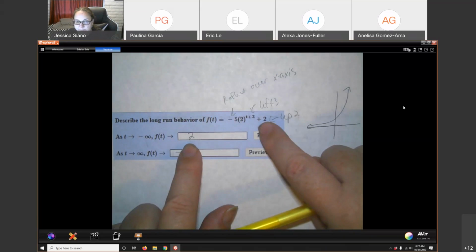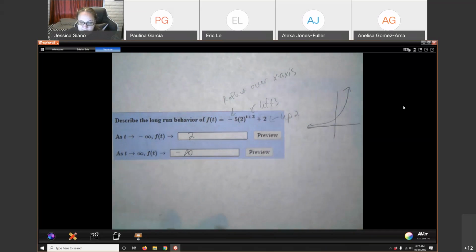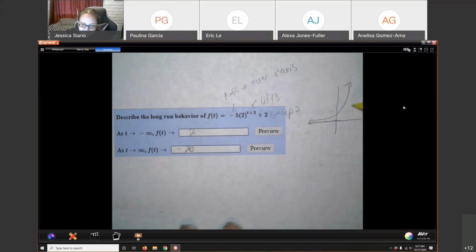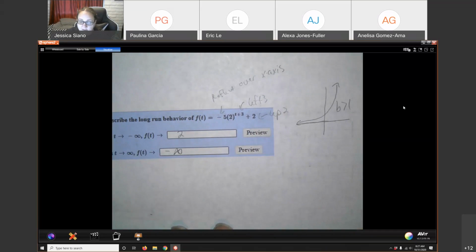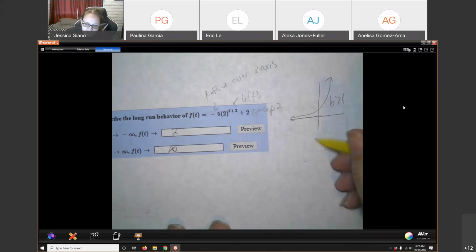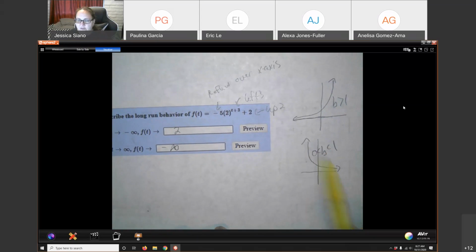Okay? The only other thing I want to mention is that this is when b is greater than 1. If your b value is a fraction, then this is your basic shape. So then your end behavior flips around.